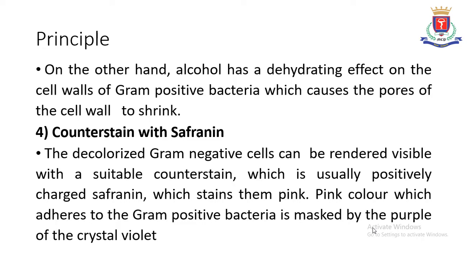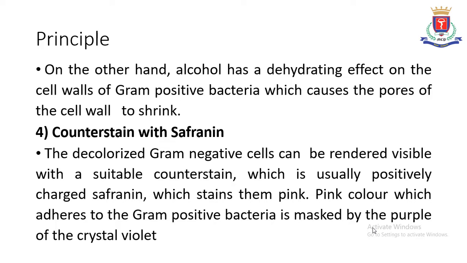This step is critical and must be timed correctly, otherwise the crystal violet stain will be removed from the gram-positive cells. If the decolorizing agent is applied on the cell for too long a time, the gram-positive organisms appear gram-negative. Under-decolorization occurs when the alcohol is not left on long enough to wash out the CV-I complex from the gram-negative cells, resulting in gram-negative bacteria appearing gram-positive.